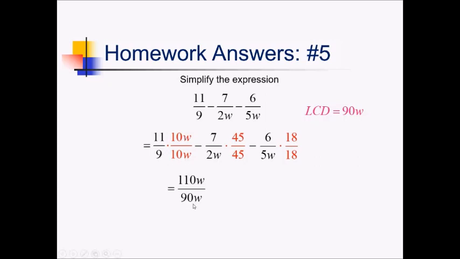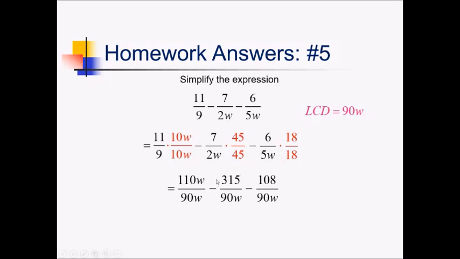So multiplying that out, in the first fraction we've got 11 times 10W in the numerator, that's 110W, over 90W, which we should get because that is the LCD we were doing this to get. In the next one here, 7 times 45, I just happen to know that's 315 because I do a lot with trigonometry, and 45 is a big number in trig. So that's 315 over 90W, and that's a negative fraction still. And then we got 6 times 18. Well, let's see. 6 times 10 is 60. 6 times 8 is 48. 60 plus 48 is 108. So we're subtracting 108 over, this is also going to be 90W.